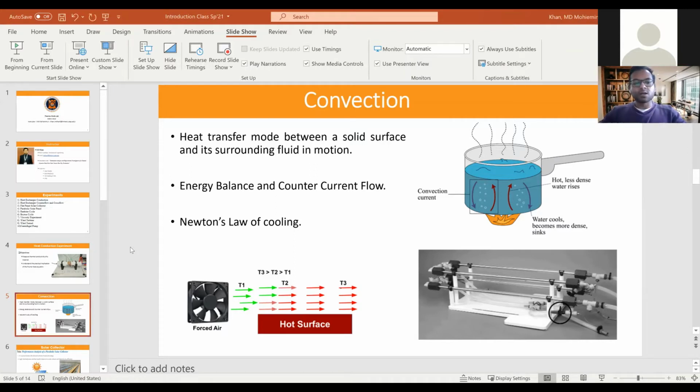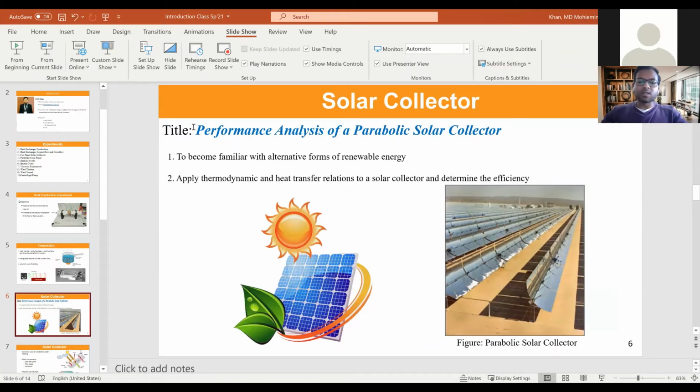After conduction and convection, we'll move on to the radiation part. But the study of radiation is going to be a little bit different. We're going to study how we can generate power by absorbing the heat that's being radiated from the sun. So we'll study solar collectors. There are different types of solar collectors. For our course, we'll study flat panel and parabolic panel.